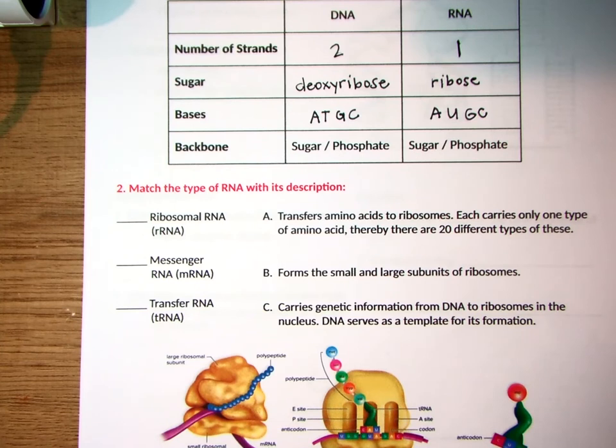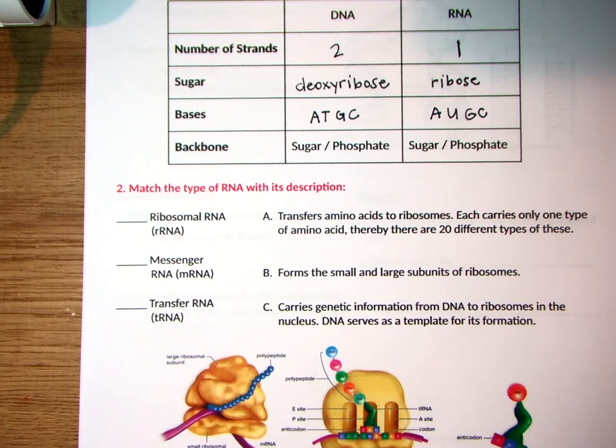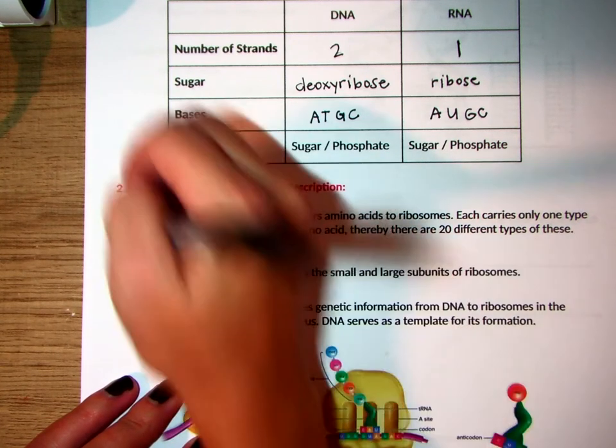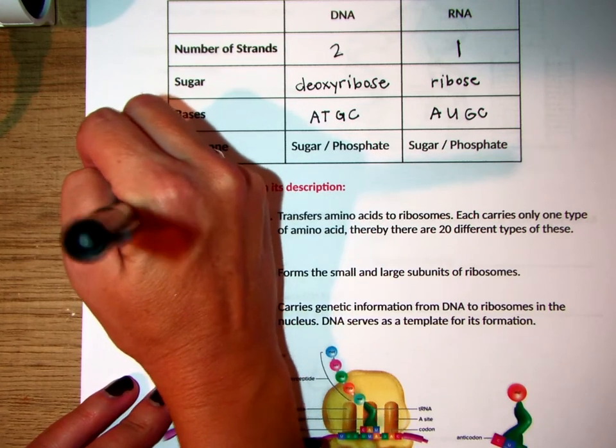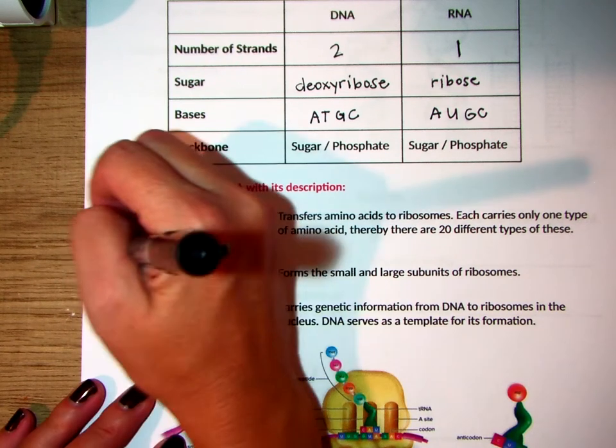So matching these up, ribosomal RNA, and it's often abbreviated like this with a little r than RNA, is B. It forms the small and large subunits of ribosomes. Messenger RNA is C. Think of it as the messenger that carries genetic information from DNA to the ribosomes in the nucleus, and DNA serves as a template for its formation.